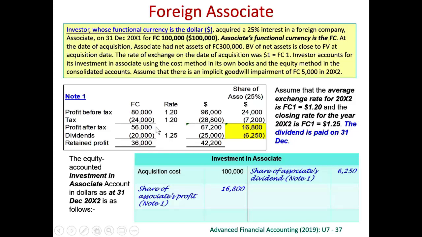Taxation, average rate. Actually, all income and expenses we translate at the average rate of 1.2. Therefore, in terms of dollars, profit after tax is 67,200. Of course, we cannot share all of it. We share only 25% as an associate. So 25% means 16,800. Therefore, we debit investment in associate $16,800 and we credit share of associate's profit.